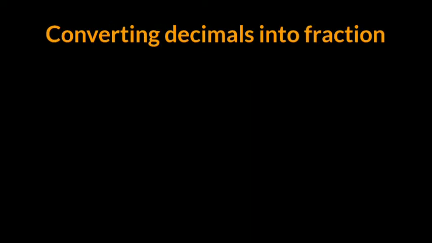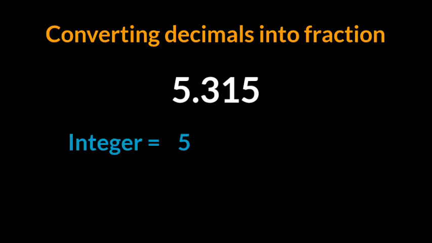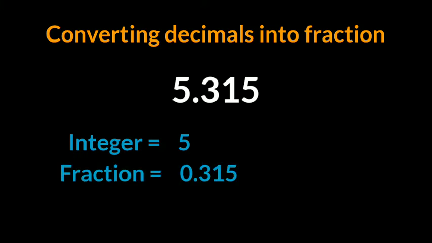Now we move to the next subtopic, converting decimals into fractions. A decimal number has an integer part and a fraction part. For example, 5.315 has an integer part equal to 5 and a fraction part equal to 0.315.